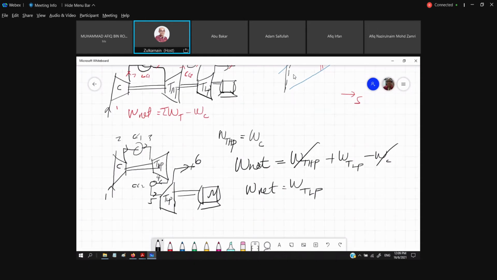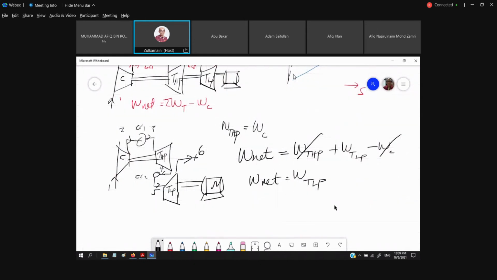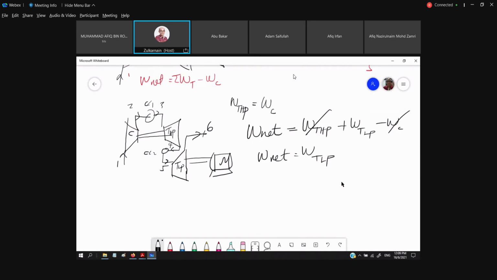And for the Q, same for both layout, schematic. What is the Q in? The Q in is equal to the Q for CC1 plus the Q for CC2. From here, we could get the thermal efficiency, which is equal to the W net divided by the Q in.